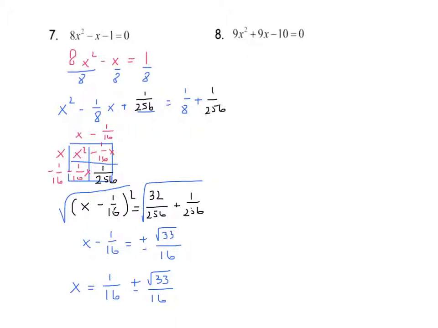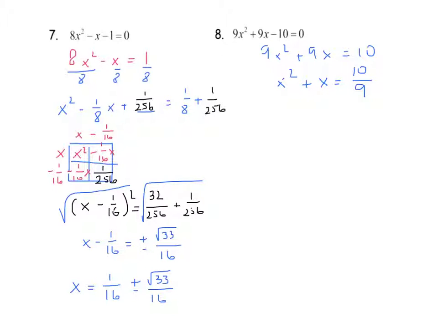And on the second example, I will follow the same steps. So first we are going to say 9x squared plus 9x equals 10. Then we divide by 9, so x squared plus x will equal 10 over 9. So now we need to figure out what we add to both sides.